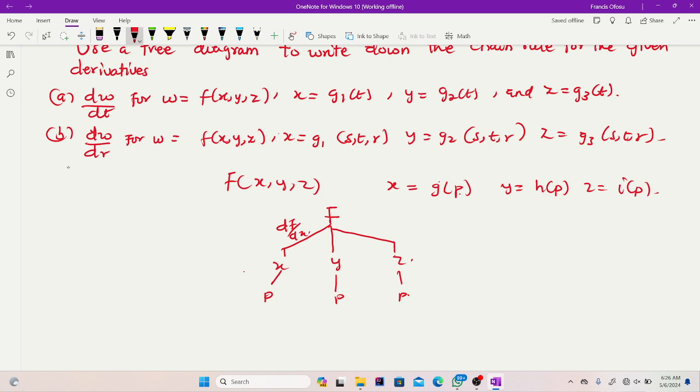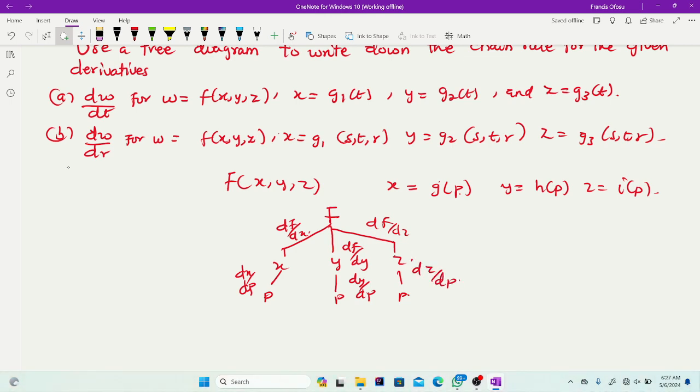From x to p, you write the derivative of x with respect to p. From f to y, you write the partial of f with respect to y. From y to p, the derivative of y with respect to p. The same thing for the last branch: from f to z is the partial of f with respect to z, and from z to p is the derivative of z with respect to p.